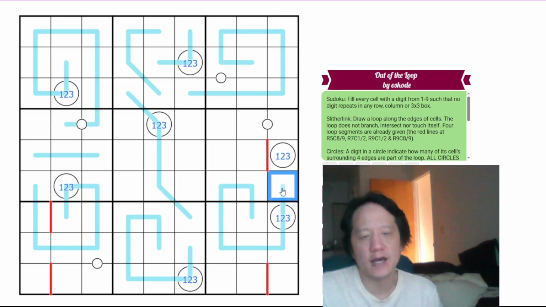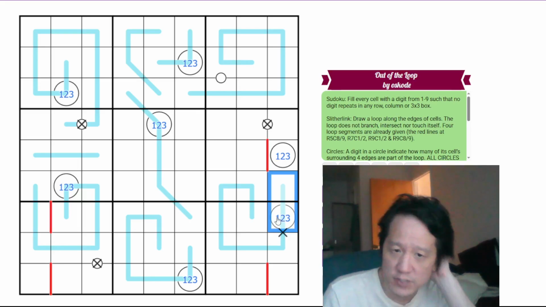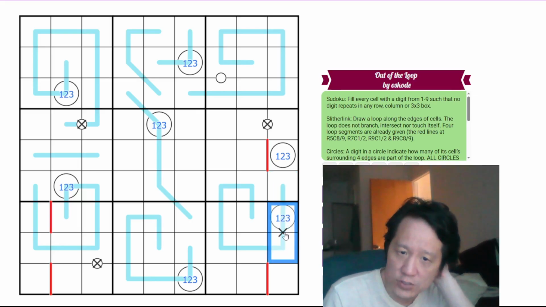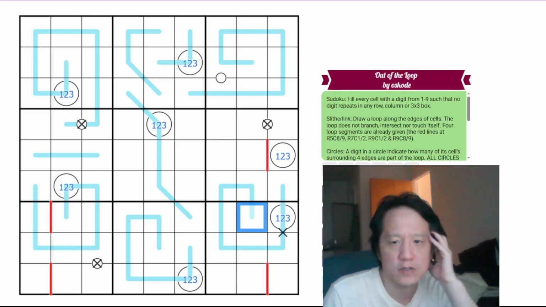This is at most a single digit. So that means these cannot be slither link. If this was a slither link, these two digits would have to be the same, which is obviously not true. So it must be at least 2 digits here. This digit has to be the same as that digit. So we know that for certain.